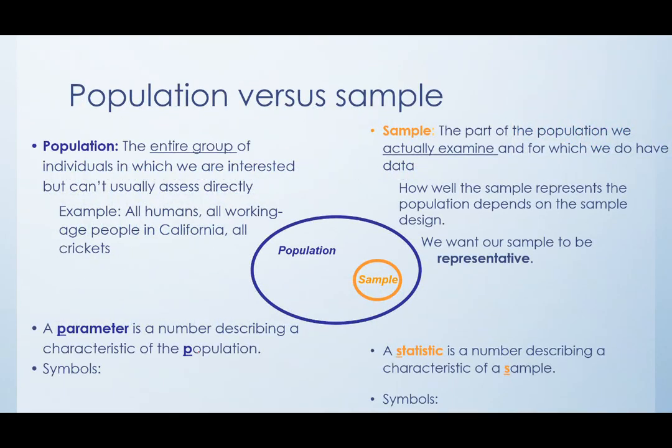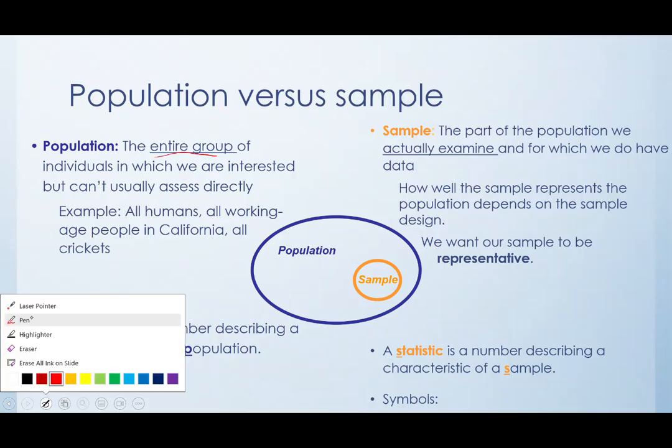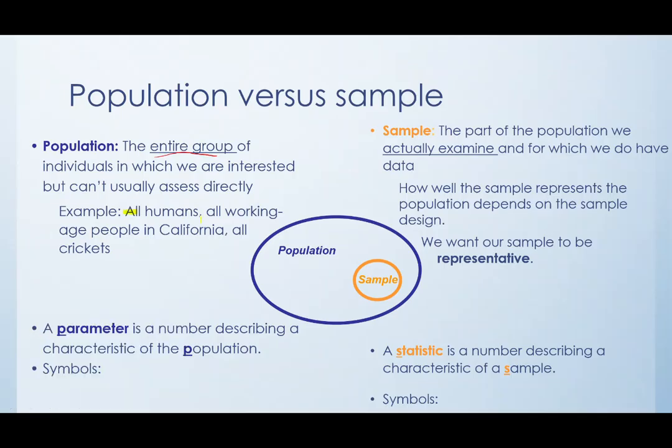So here's kind of an idea or a picture of it, right? Population, the whole group of individuals that we're interested in, and we usually can't access or assess rather directly. So it might be all humans, all Americans, all working age people in California, all crickets, whatever, right? But you'll notice there's a word in there, all, right? Sometimes it's explicit, sometimes it is implied, so you gotta be careful there.